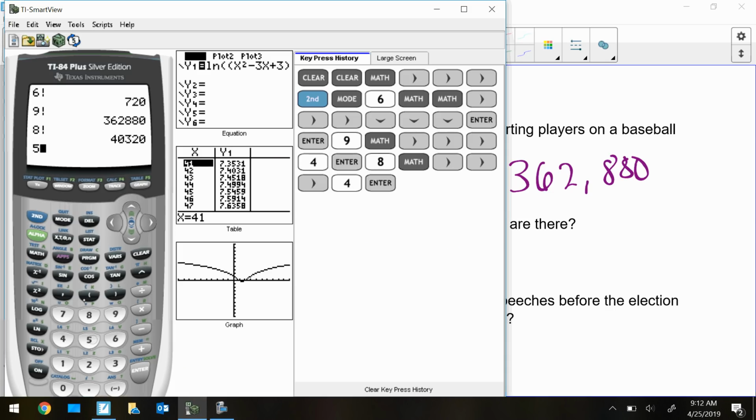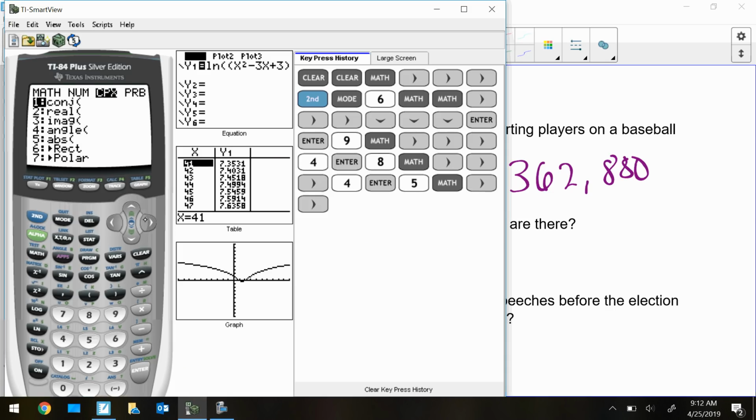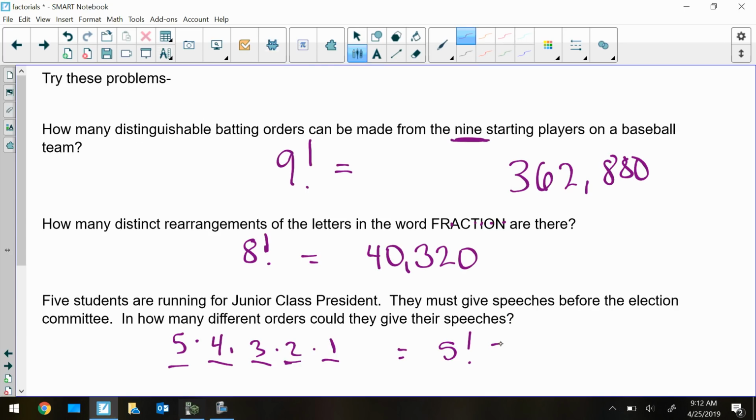And after a while, you'll get used to just kind of what they are because they're standard. You'll get used to what 5 factorial is, what 4 factorial is, etc. So 5 factorial is 120. So there are 120 different orders that they could give their speeches.